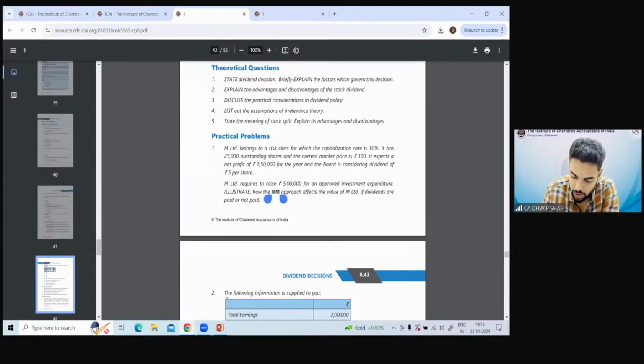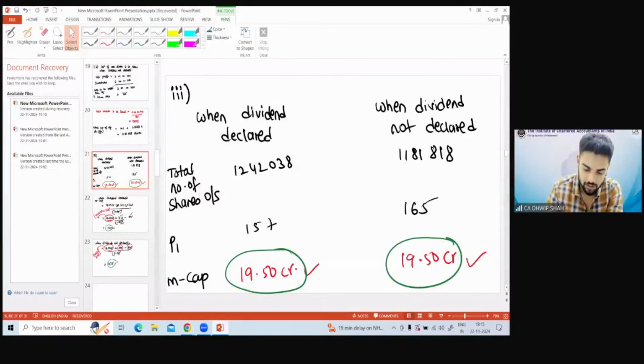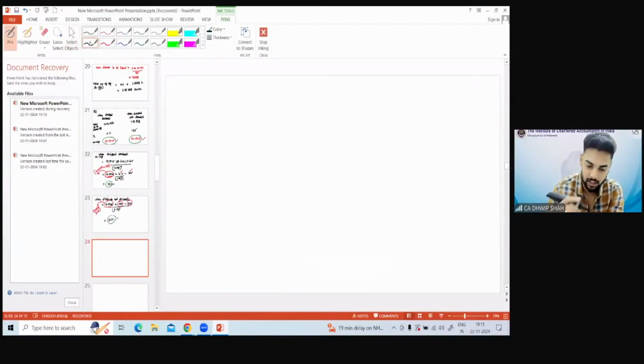So we have to show how MM approach affects the value of the company. We know that as per MM, value of the firm, whether dividend is paid or not paid, should remain the same. This is what we have studied since the start of this session. It is just we need to prove in this question: how value of the firm will remain the same as per MM approach. But now we will use the discounted method, another method.